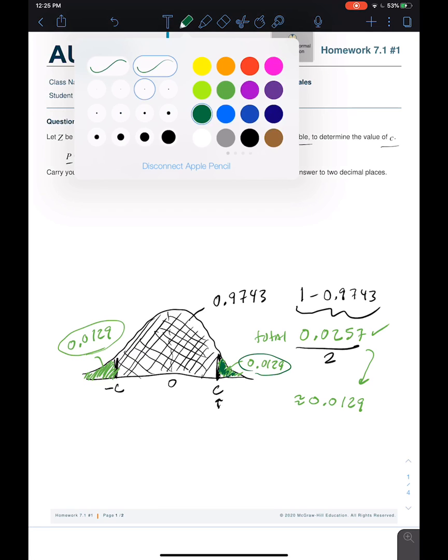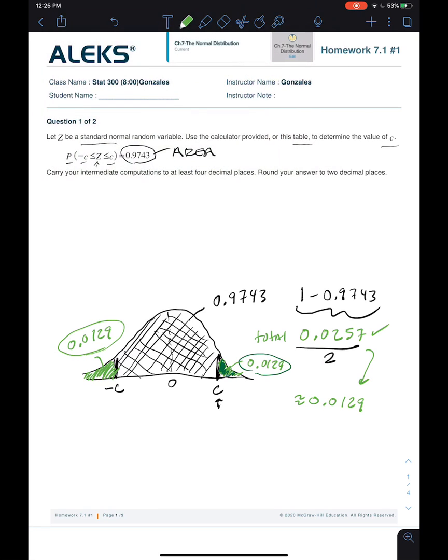But they do have equal values. But the light green here, we know its area. All we need to do is know its z value that's associated with it, right? So we can do that. We're going in a backwards fashion, which we did before. Let's go to the z table and look up in the body of the z table, well, of course, all the areas are positive, 0.0129.